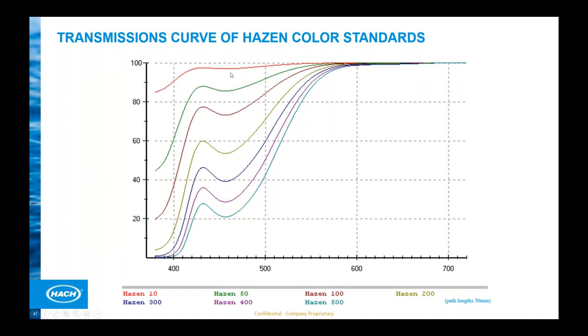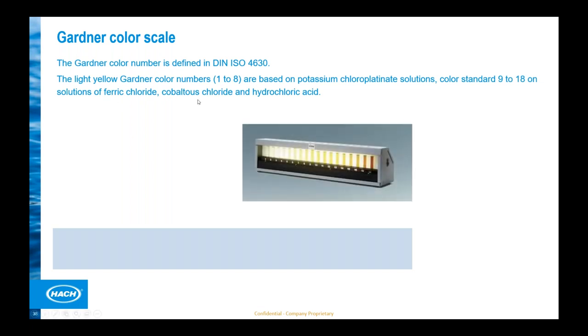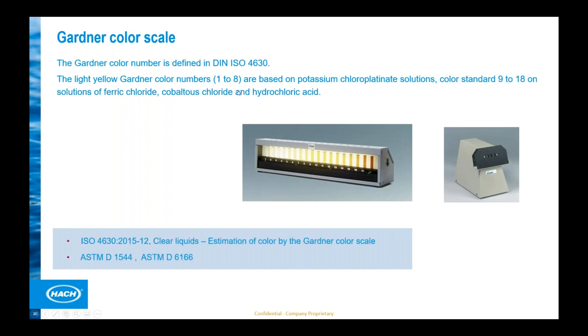You see this typical platinum cobalt absorption here in these transmission graphs. Gardner color scaling is very important, often used globally. The basis is also the same platinum solution for the standards 1 to 8. Here you can see a visual comparator with liquid standards. 1 to 8 is also platinum cobalt solution, and from 9 to 18 it's a solution mixed from ferric chloride, cobalt chloride, and hydrochloric acid.